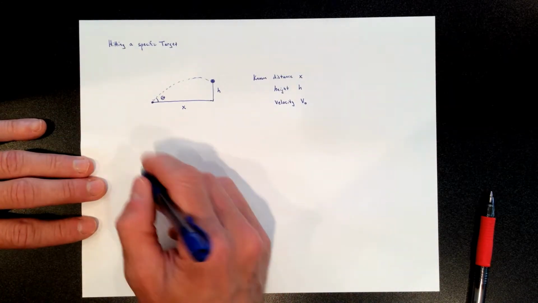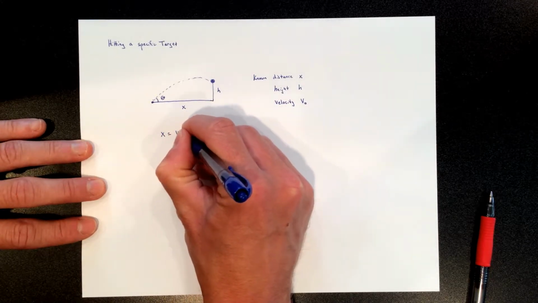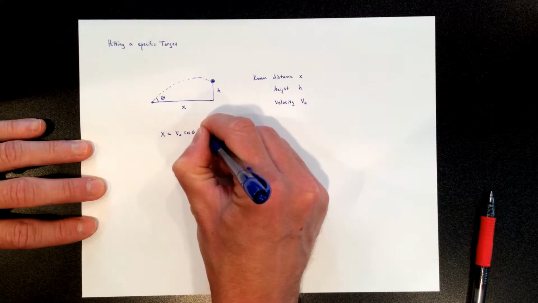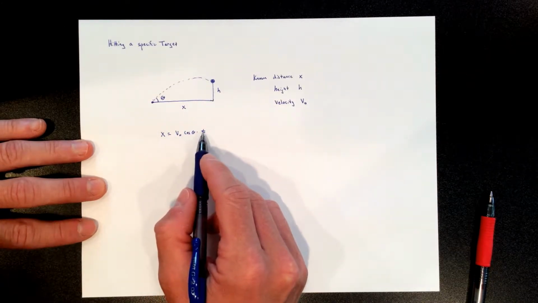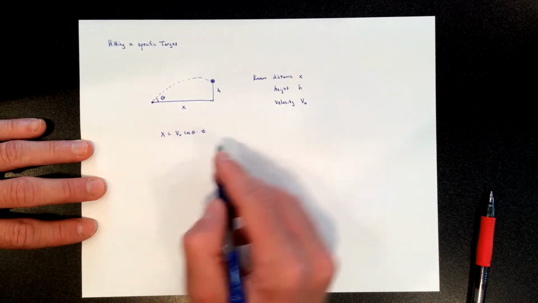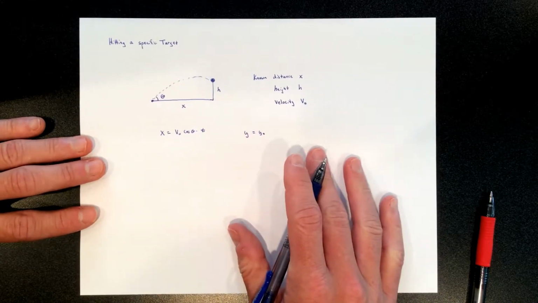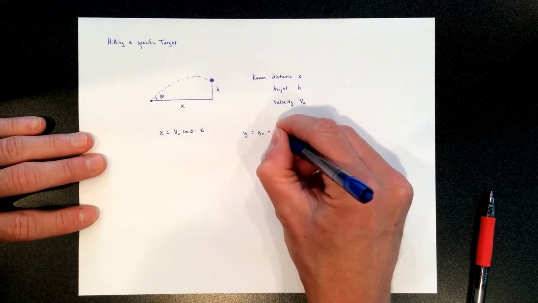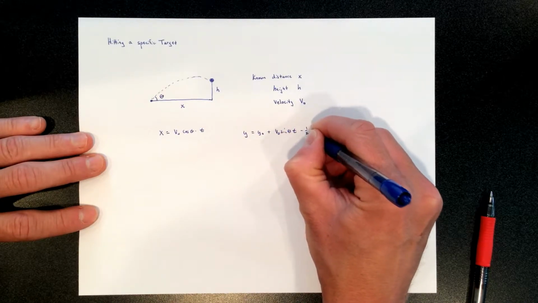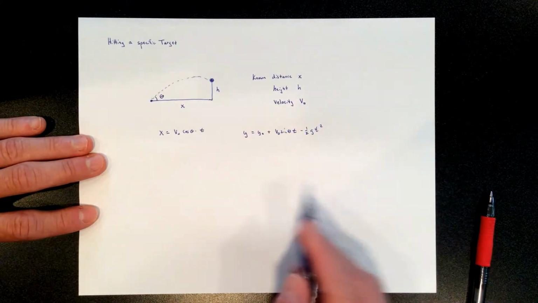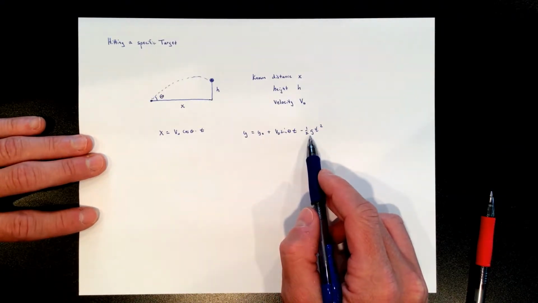Okay, so let's write down some of the basics. We know horizontally our object is going to travel v naught cosine theta times t. Remember, v naught cosine theta is just our horizontal velocity, times time, and that gives us our horizontal distance. And vertically the standard position equation is just a quadratic, right? y equals y naught plus v naught sine theta t minus 1/2 g t squared.